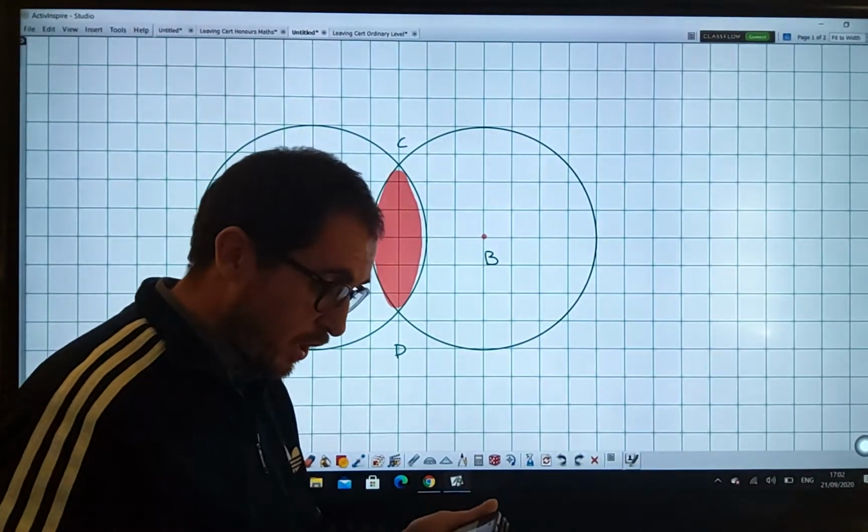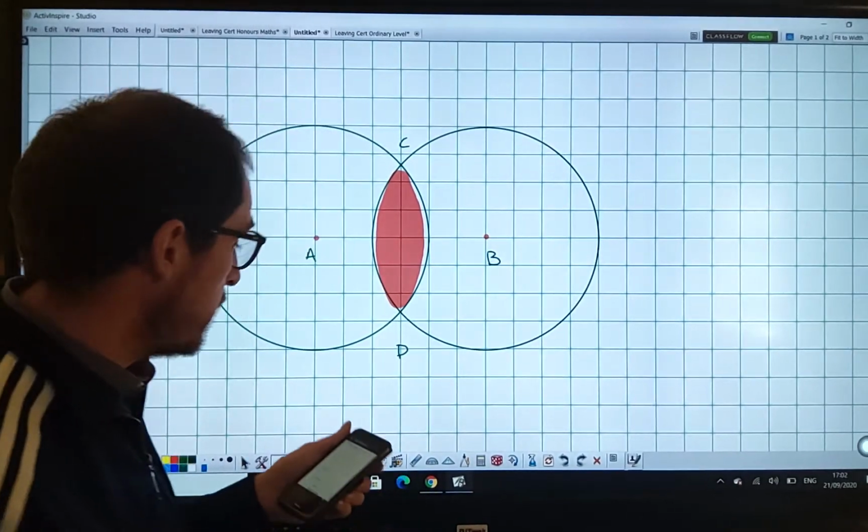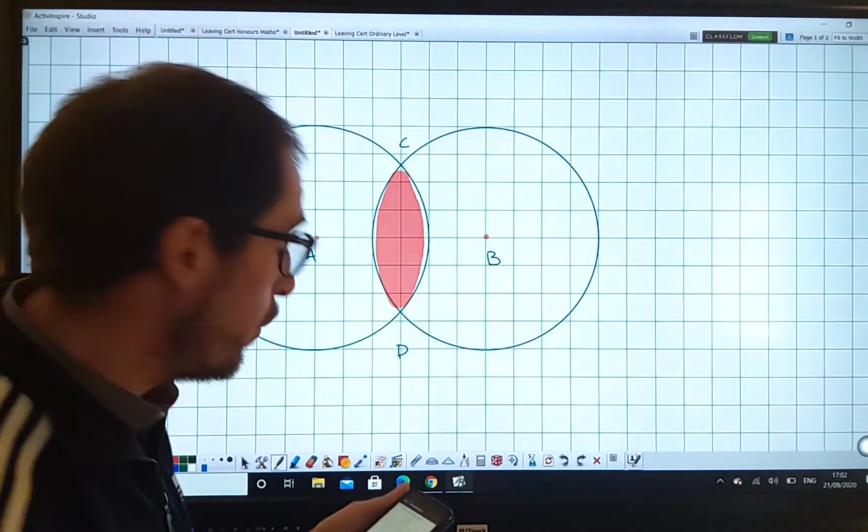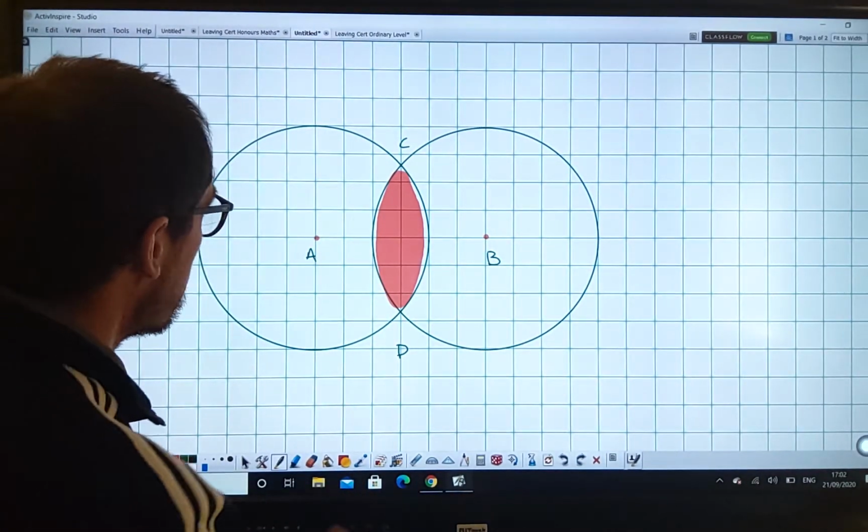Hi there, folks. So I got a question here. It's a bit like geometry, so I'm just going to quickly run through it and how you go about doing it. Okay, so you're asked here to find the angle CAD.